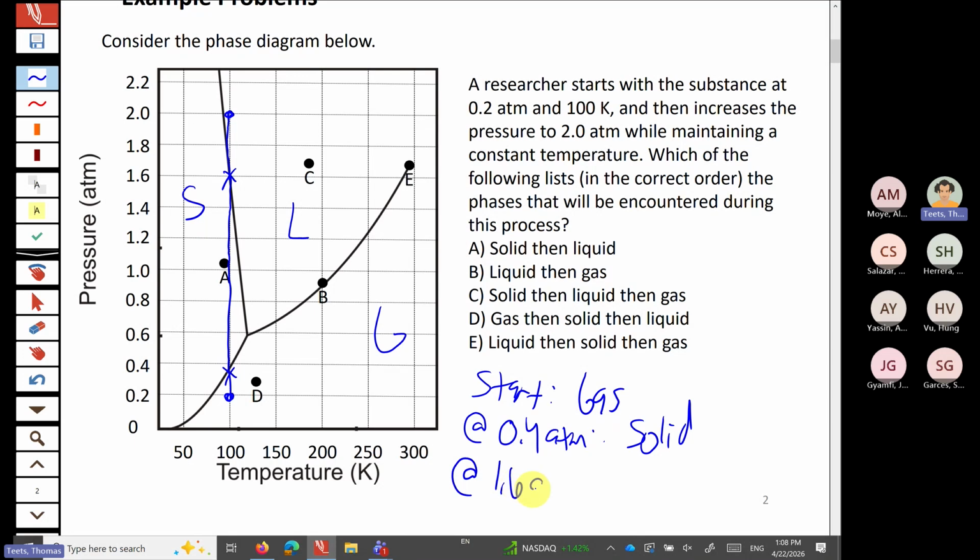At 1.6 atmospheres, we cross from solid over to liquid. So this is another substance where the slope of the solid-liquid line is negative, meaning that as you increase the pressure, as you condense the material, you'll eventually cross over from solid to liquid. So we'll reach the liquid phase at 1.6 atmospheres, and we remain there until the end. So that's how we approach a problem like this. We start with gas, we go to solid, we end with liquid. So the one that is correct would be choice D for this one. Okay, so all three phases are encountered in that particular order when we raise the pressure at this constant temperature of 100 Kelvin. Okay, any questions on this?